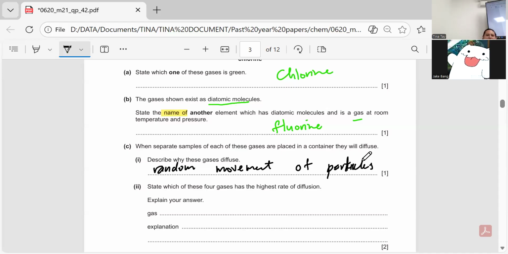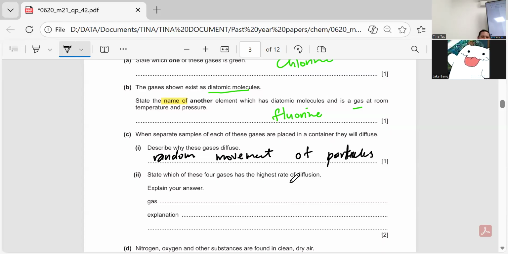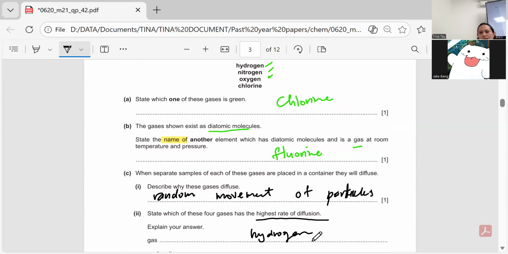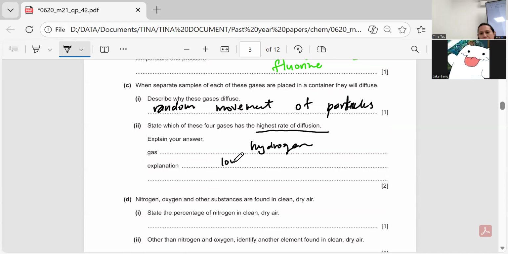Which of the four gases will have the highest rate of diffusion? Is the highest rate of diffusion the lightest or the heaviest? Lightest. So who's the lightest? Hydrogen. Why? Lowest relative mass. Not atomic, molecular mass. You can say lowest relative molecular mass or lowest molar mass.